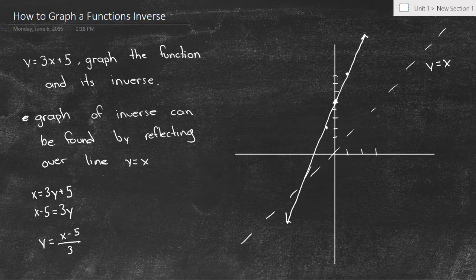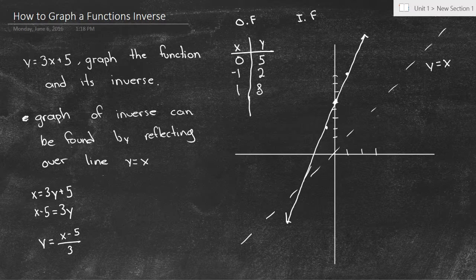But an easier way exists, and that is to use these points and just swap their values. So I would make an xy table here, and then we can use the points that we can get really easily, which is when x is 0, y is 5, because that's our intercept. This is for the original function, then I'll make another one for the inverse function. Then we use x is -1. Well, 3 times -1 is -3, plus 5 is 2. Then when x is 1, we've got 3 plus 5 is 8. And that's enough for now.